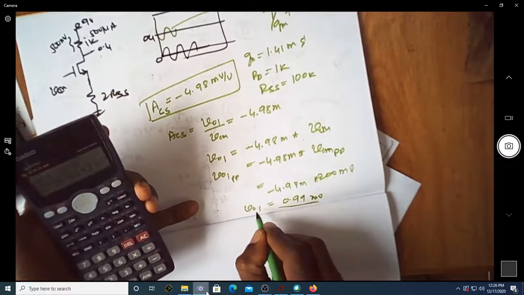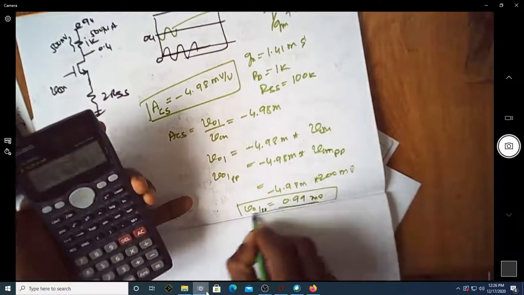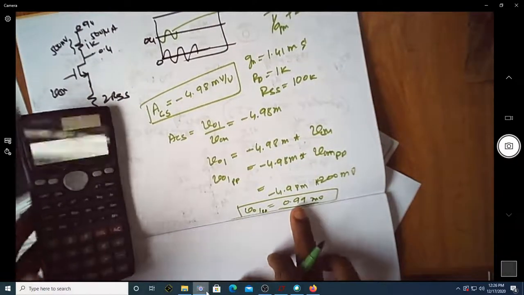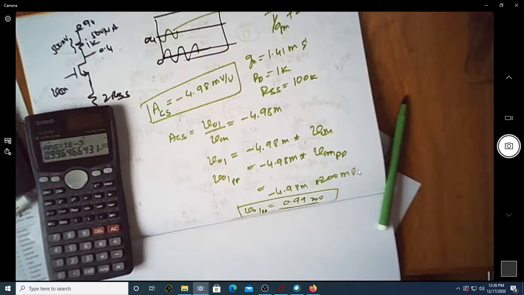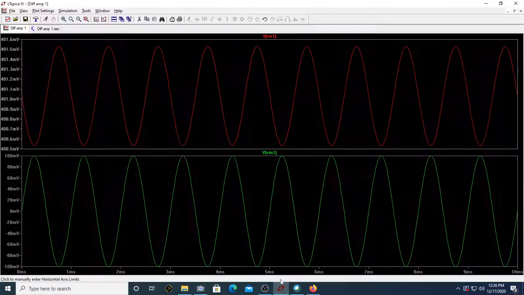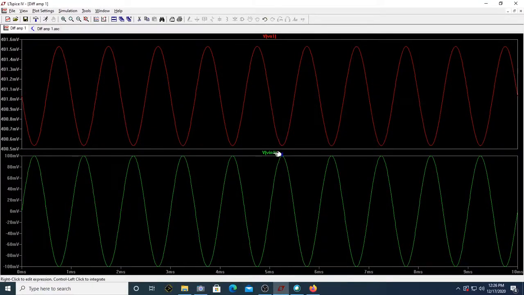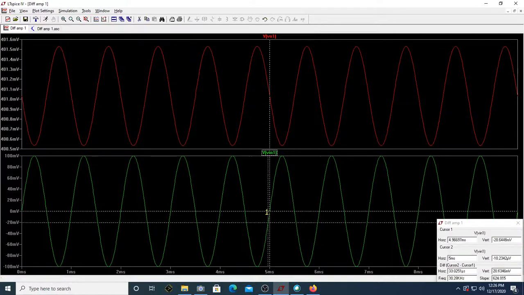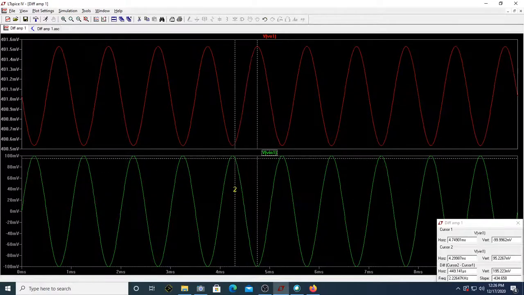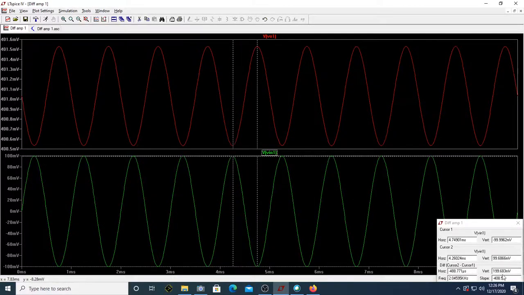So V01 peak to peak should be very small. That's why you can see it's almost close to 1 millivolt. Let me go here and try to see. This is my VCM. VCM peak to peak is 200 millivolt, which is what we applied. See here, this is almost 200 millivolt. Then what is V01 peak to peak?